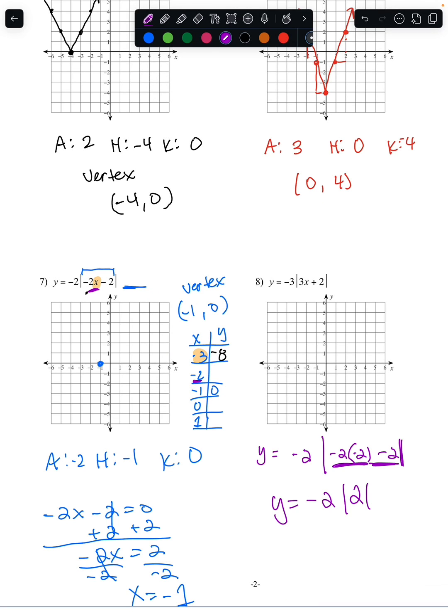Now, what's the absolute value of positive 2? Still positive 2. But once we acknowledge that absolute value part, we can change that to parentheses. And negative 2 times 2 is negative 4. So the next one is negative 2, negative 4. Oops, hold on, I just made a mistake. Negative 2, negative 4.